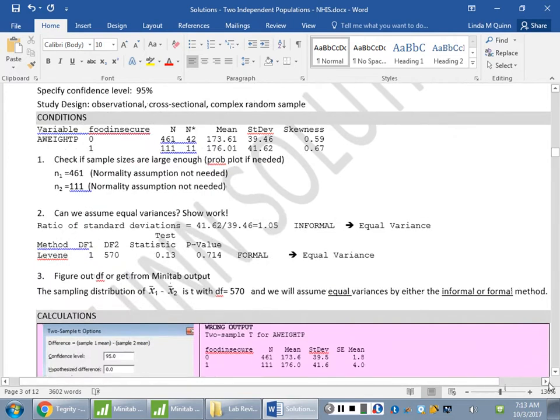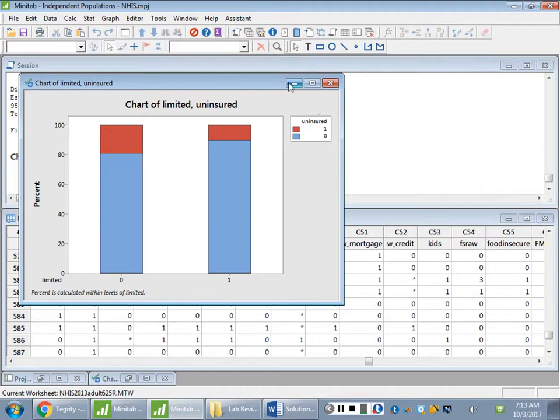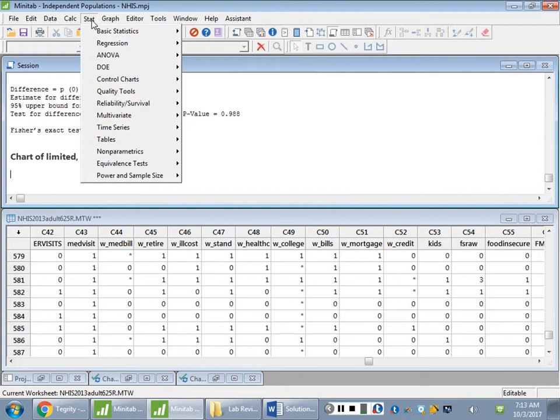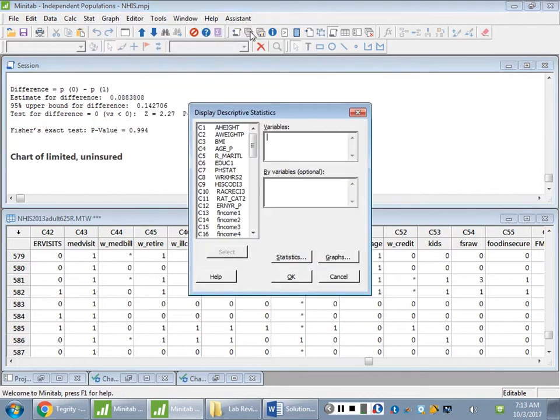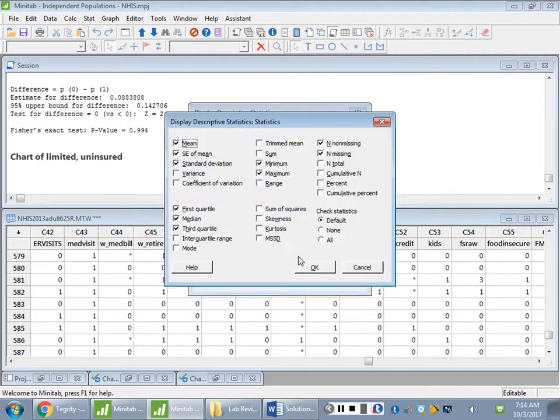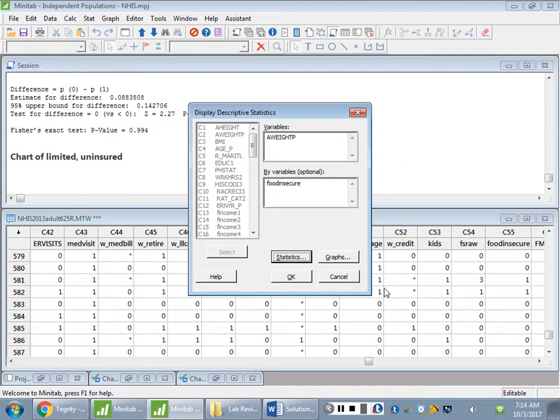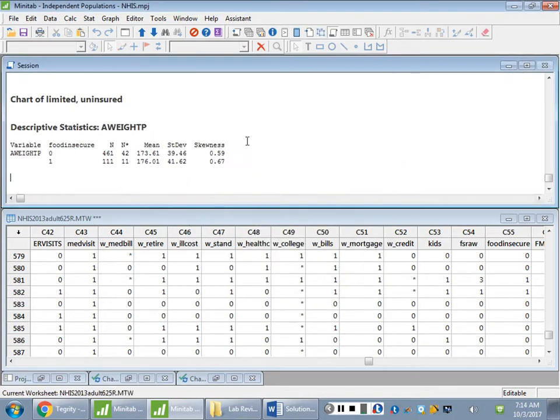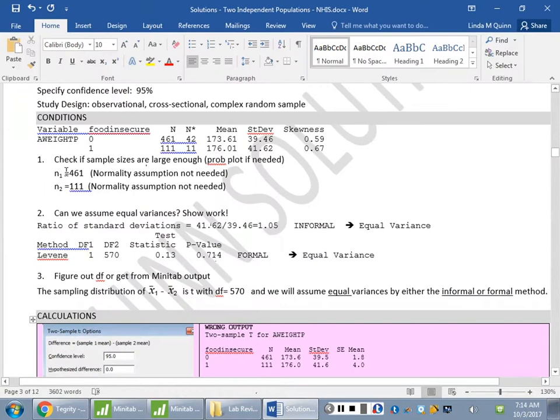The first thing we need to know in our condition section is what the sample sizes are. If I'm trying to get sample sizes for quantitative variables, I can go up to Stat, Basic Statistics, Display Descriptives. I can pick my weight variable and break it down by food security status, or food insecure. The statistics I'm interested in are the mean and the standard deviation, maybe the skewness, and certainly the sample sizes. So there's my descriptive statistics, which I just copied here at the top.